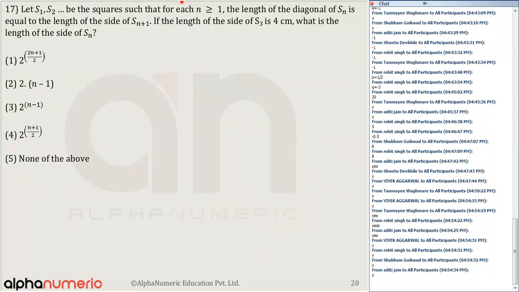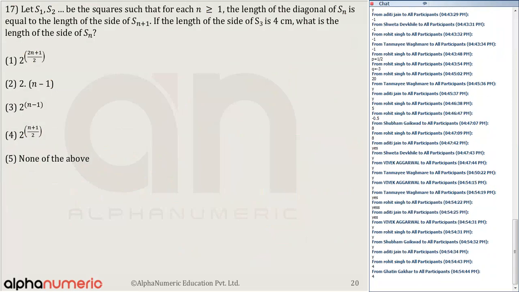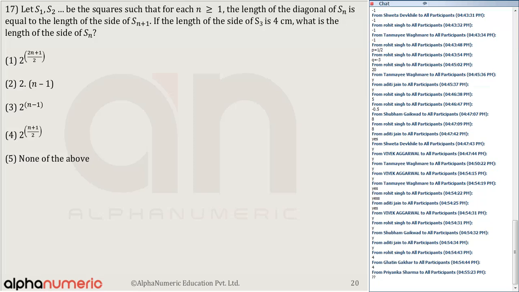Okay. Question number 17. Let's see how many of you have got it right for 17th. Most of you are saying, 38% of you are saying option number D. That's right. The correct answer is option D.